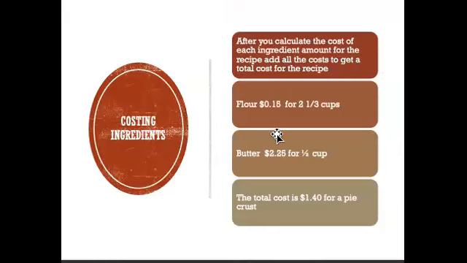Right? Like flour, 15 cents for 2 1/3 cups. Butter, 2.25 for a quarter cup. The total cost is $1.40 if you're making pie crust.